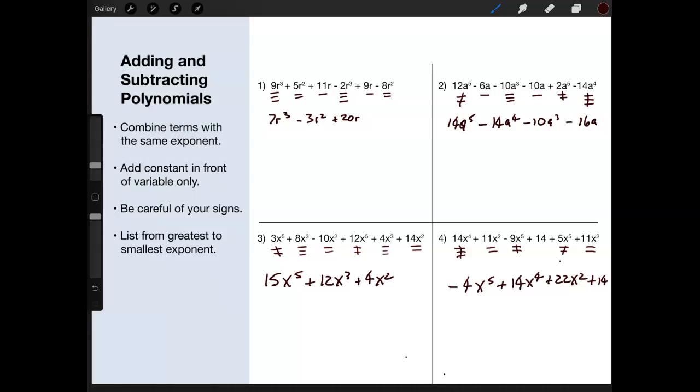So when adding and subtracting polynomials, it is important to combine terms with the same exponent. Only add the constant in front of the variable. Be careful of your signs and list your final answer from greatest to smallest exponent.